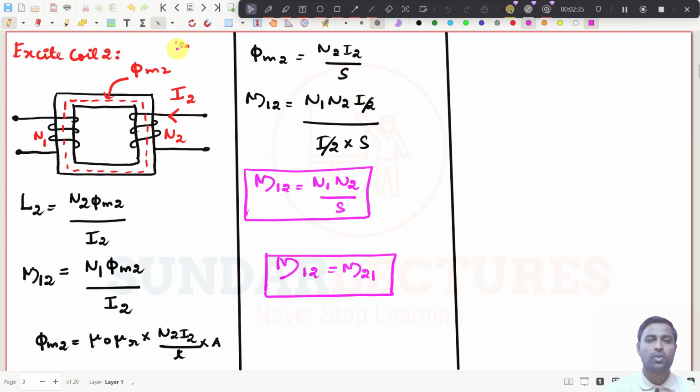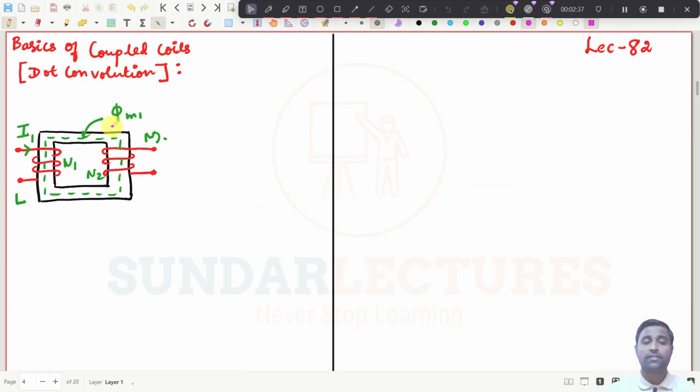Anyhow, today's topic is the basics of coupled coils. See, we know these kinds of things, right? This is I1, and if you excite this coil, the pi M1 will be generated. This is N1 turns, this is N2 turns. So if pi M1 came here, then obviously the EMF will be induced in this coil due to the excitation of this coil. So mutual inductance will come into the picture, right?